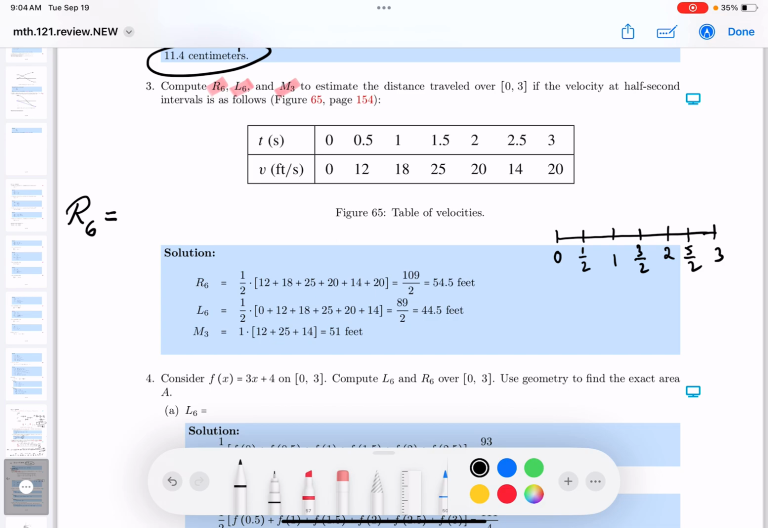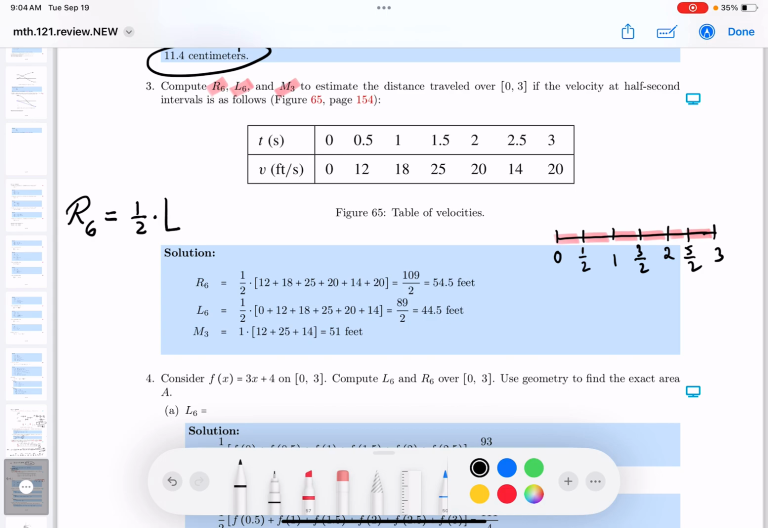And what I notice about R6 is it's right endpoint, and there'll be 6 intervals. Let me go through this. 1, 2, 3, 4, 5, 6. Every interval's base is going to be equal to 1/2. I'll write that down for you.